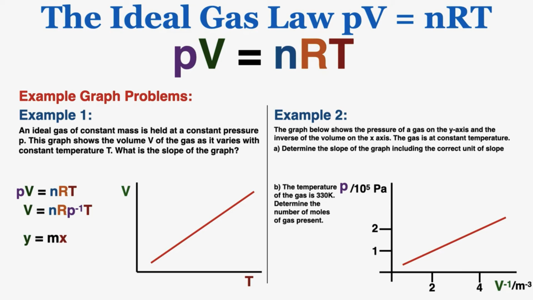So the constant taking the place of the slope is nR over P. That would be the slope of the graph, and that's the answer to the question.